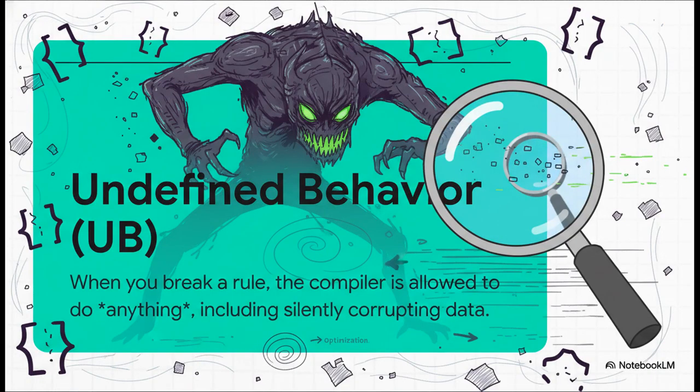And this is the monster hiding in the closet. It's called undefined behavior, or UB. Now, if you break a rule like reading past the end of an array, you'd think your program would just crash, right? Give you a nice error message? Nope. With UB, the compiler is allowed to do anything. And I mean anything. It could work perfectly fine for months and then suddenly start corrupting your data silently. It could even look at your safety check code and decide to just delete it. It is, without a doubt, the most dangerous thing in all of C++.